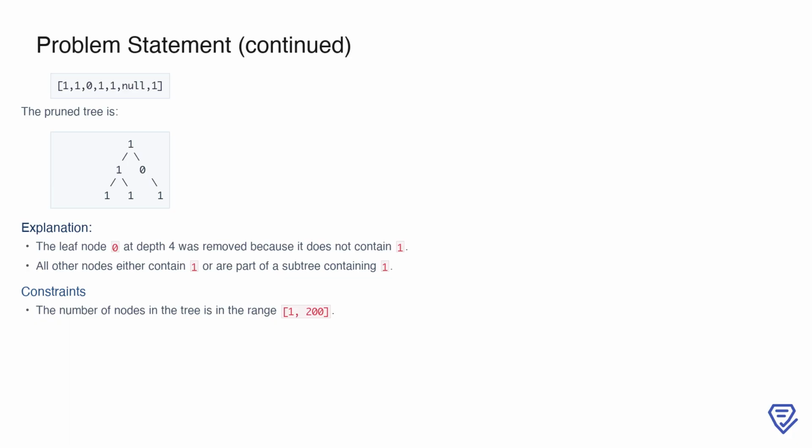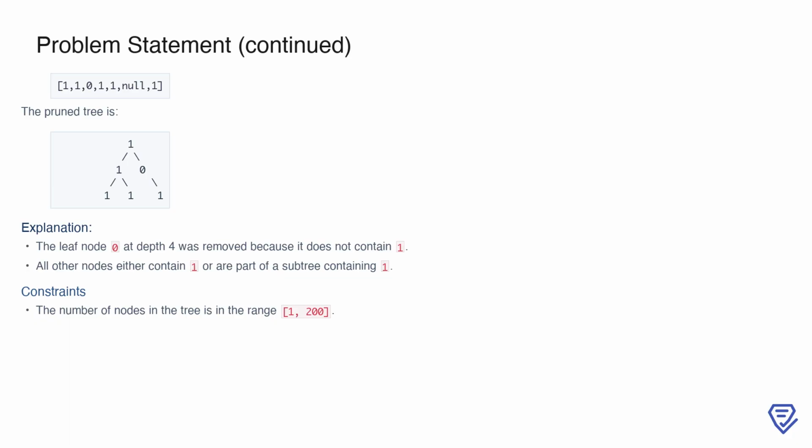For the left subtree, both children of the left child 1 are retained, as they contain the value 1. However, the leftmost leaf node with value 0 is removed because it doesn't contain a 1. On the right side, the right child 0 is preserved because it has a right descendant containing the value 1. In this way, the pruning process ensures that only nodes that directly or indirectly contain the value 1 remain in the tree.